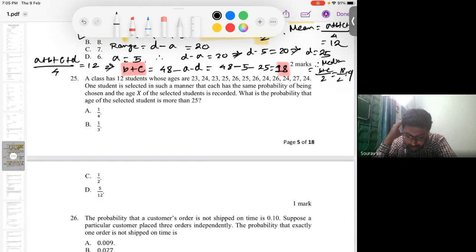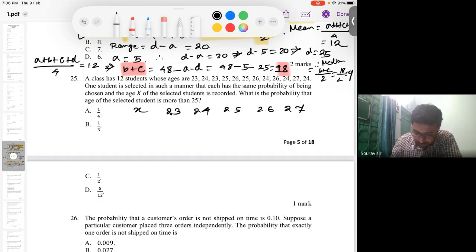In this question, a class has 12 students whose ages are 23, 24, 23, 25, 26, and so on. One student is selected such that each has the same probability of being chosen, and the age X of the selected student is recorded. What is the probability that the age of the selected student is more than 25? To solve this, let's first construct a table. The ages are 23, 24, 25, 26, and 27.